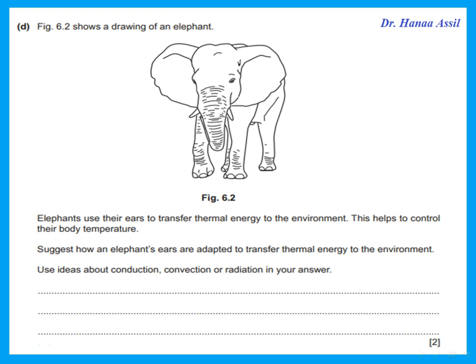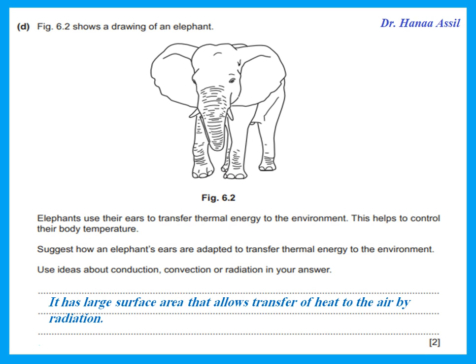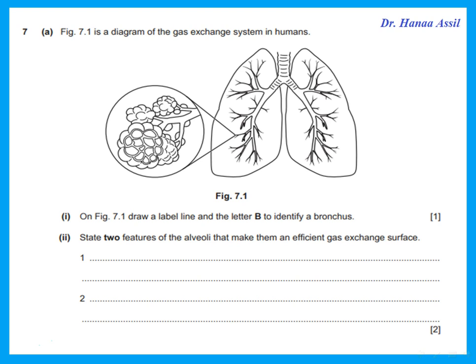This figure shows a drawing of an elephant. Elephants use their ears to transfer thermal energy to the environment. This helps to control their body temperature. Suggest how an elephant's ears are adapted to transfer thermal energy to the environment, and use ideas about conduction, convection, or radiation. Of course, the fact about the ear is that it has a large surface area, so it will transfer heat to the air by what kind of process? By radiation.